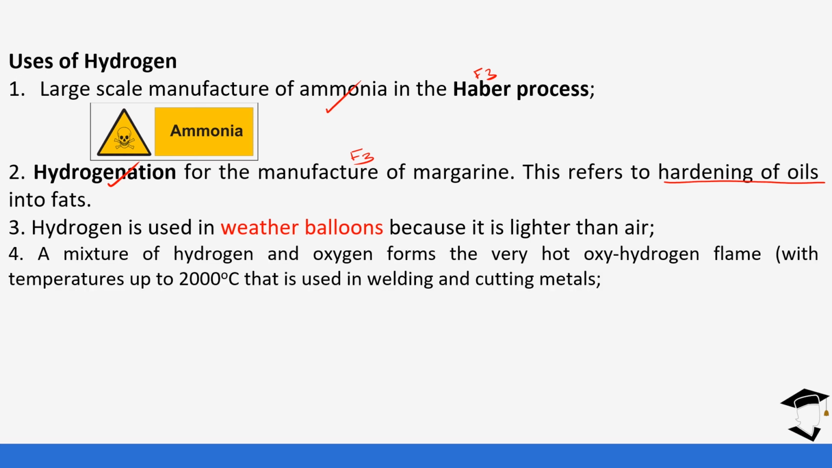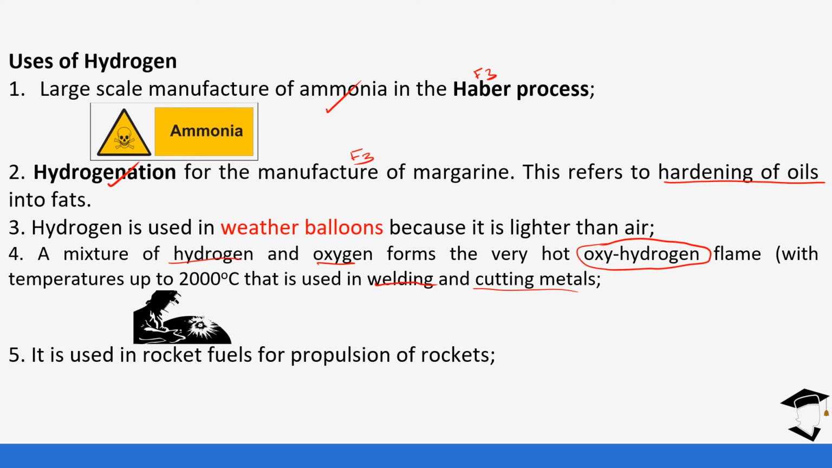Hydrogen also is used to produce a hot flame that is used for welding and cutting metals. This is the same use that is mentioned in the uses of oxygen. So it produces a very hot flame that is called oxyhydrogen, which is a mixture of oxygen and hydrogen. We said that oxygen and hydrogen burns with a pop sound. It burns explosively, so it produces a very hot flame. This flame is the one that is used for welding.